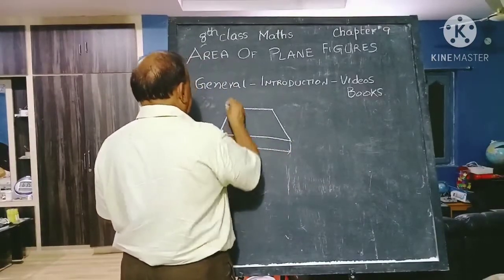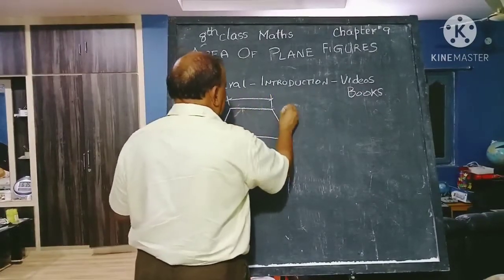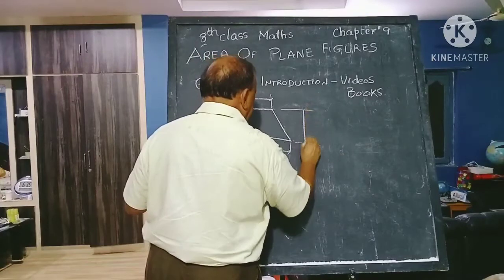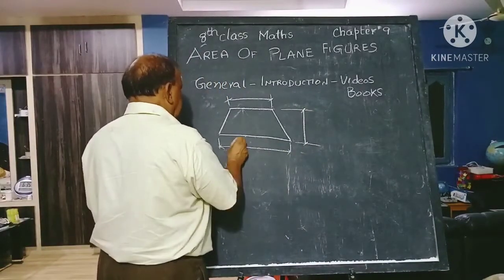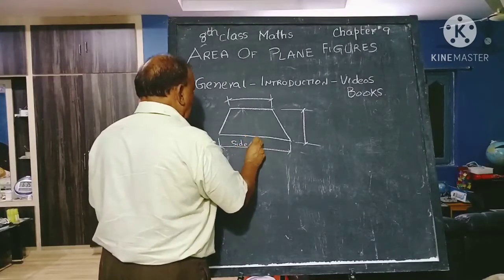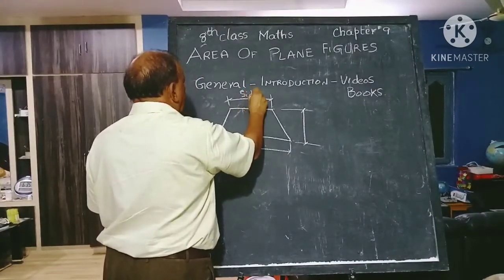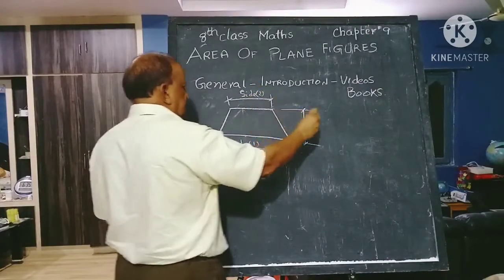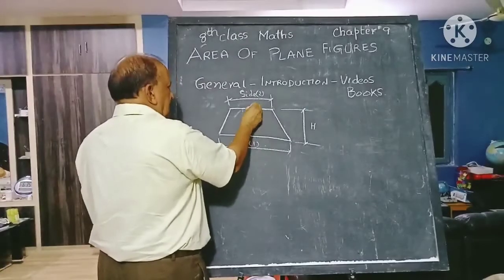This is one side. This is the other side. Let us say this is the distance between the two. So area of the shape, this side 1, this is side 2, into the height, the distance between the two parallel sides.